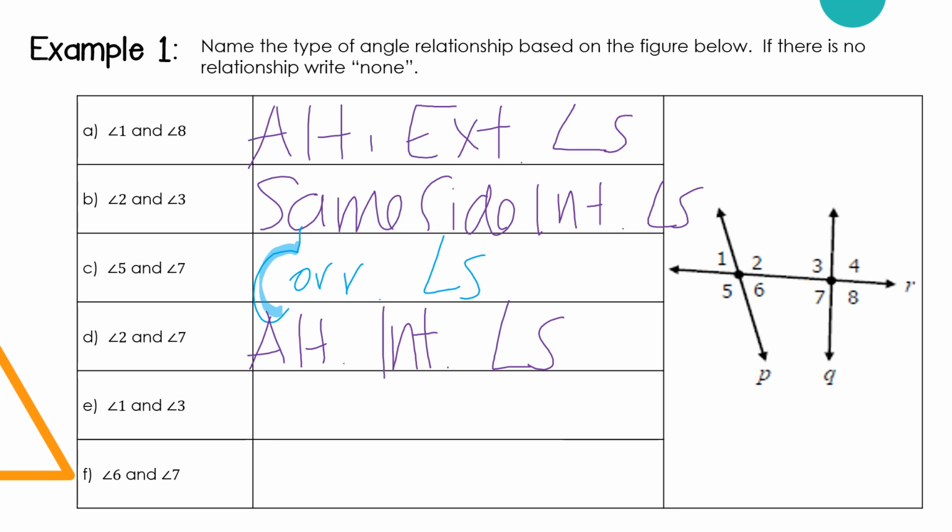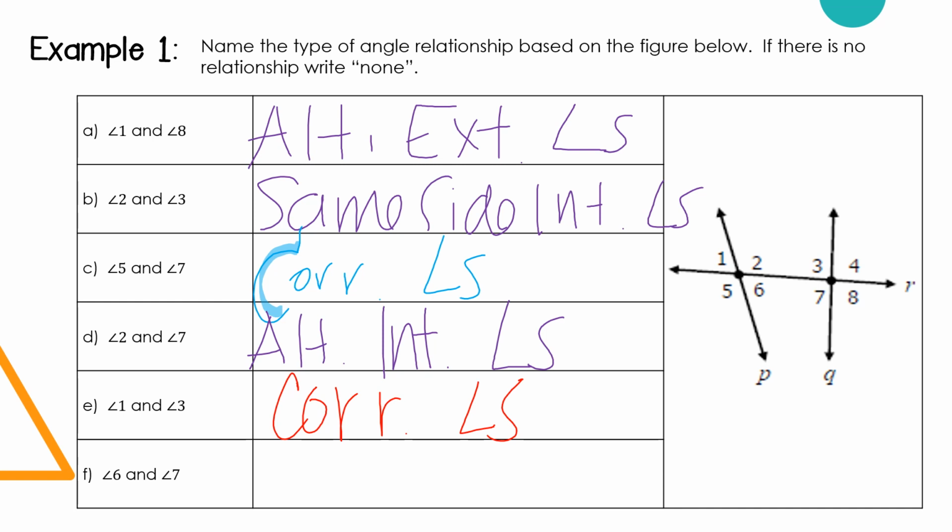One and 3. Here's 1, here's 3. So 1 is on the exterior, 3 is on the interior. They are both top left, so these would be corresponding angles.